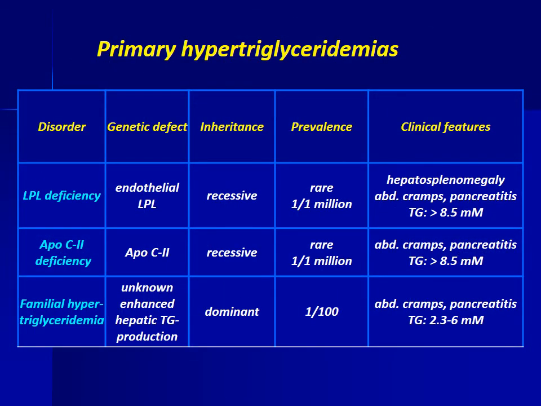The table shows different types of primary hypertriglyceridemias and their genetic defects, inheritance, prevalence, and clinical features. LPL deficiency. The genetic defect is endothelial LPL, inheritance recessive. ApoC2 deficiency. The genetic defect is ApoC2, inheritance recessive. Familial hypertriglyceridemia, unknown enhanced hepatic triglyceride production. The inheritance pattern is dominant.